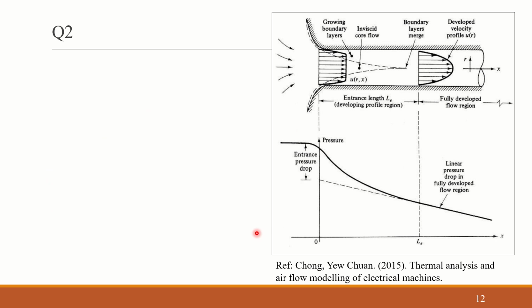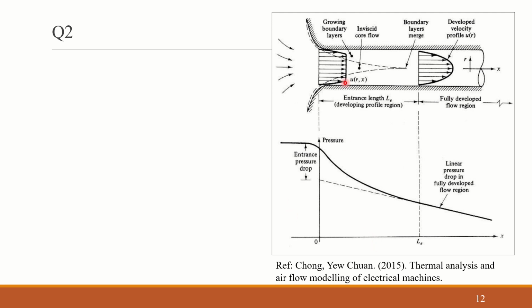So this is just a profile I have taken from this paper, but we need to know only what is happening inside the system. The first one is a velocity profile and the second one is a pressure profile.